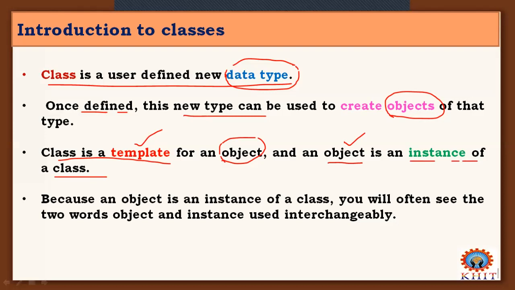Generally, an object is an instance of a class, and we will often see these two words, object and instance, used interchangeably throughout this Java programming course. When we use the term object or instance, it means we have an instance of a particular class.